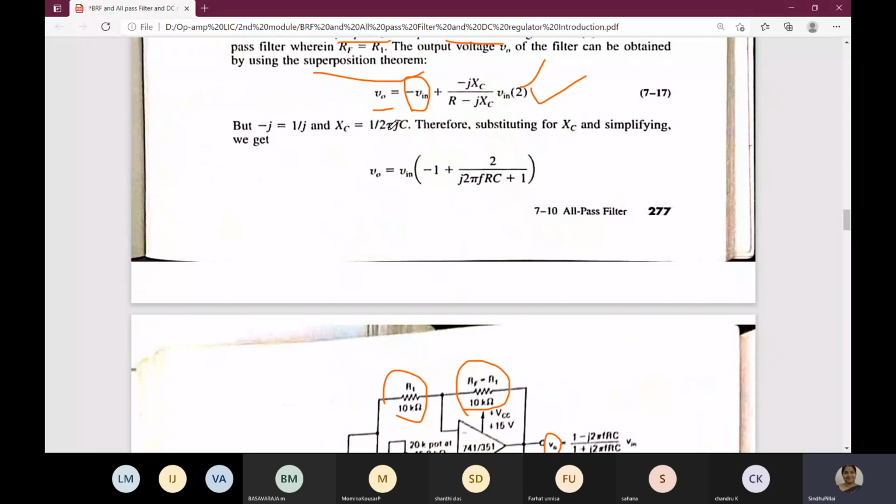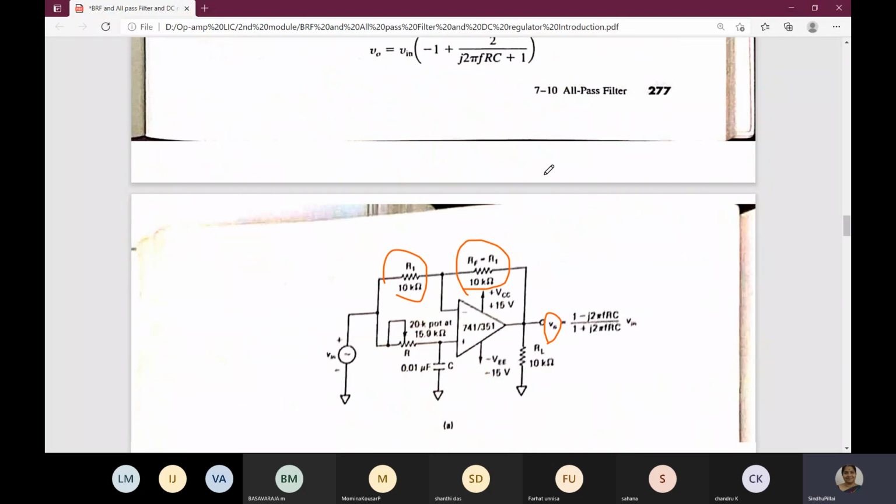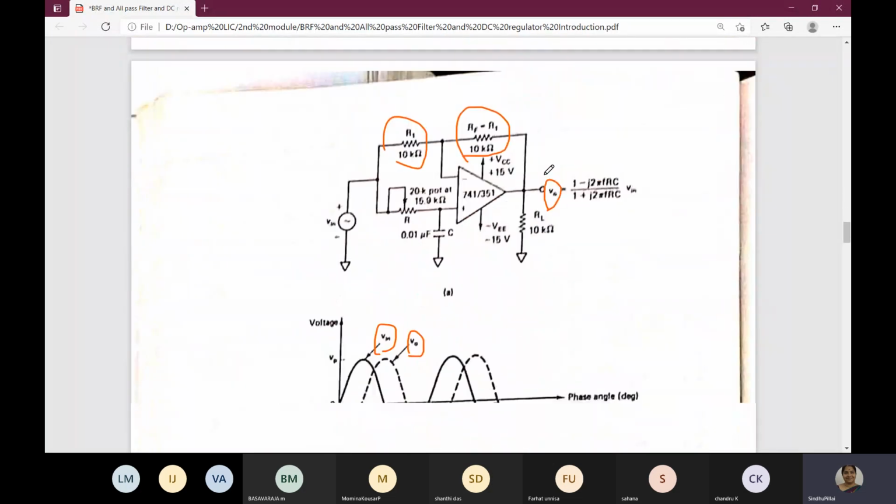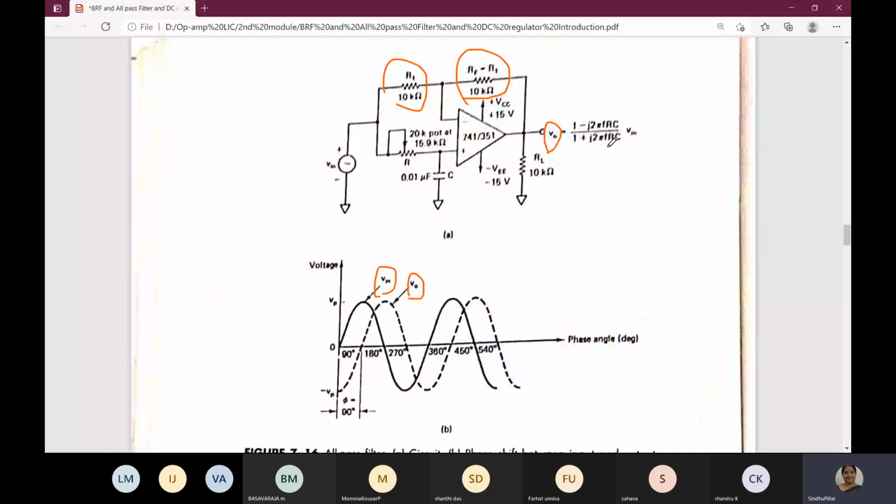By taking the LCM, this 2 pi F will get cancelled. We had done this before. So we get V naught equal to V in into the term minus 1 plus 2 divided by J2 pi FRC plus 1. If you rationalize, we get V naught as 1 minus J2 pi FRC divided by 1 plus J2 pi FRC into V in. So there will be a phase shift.